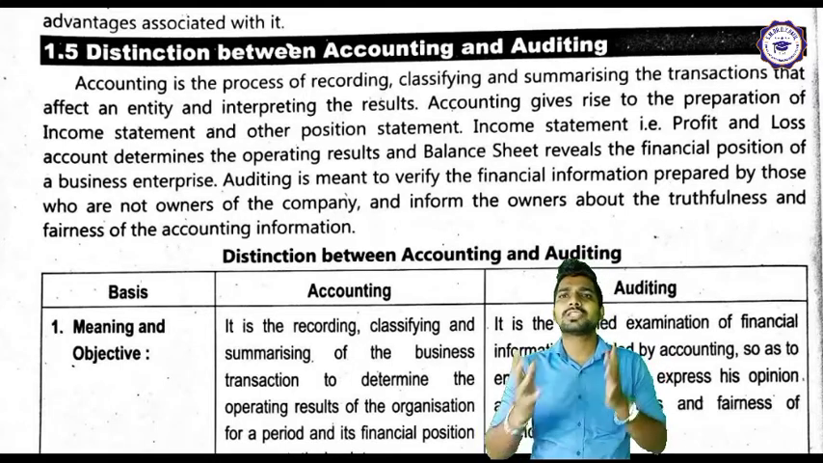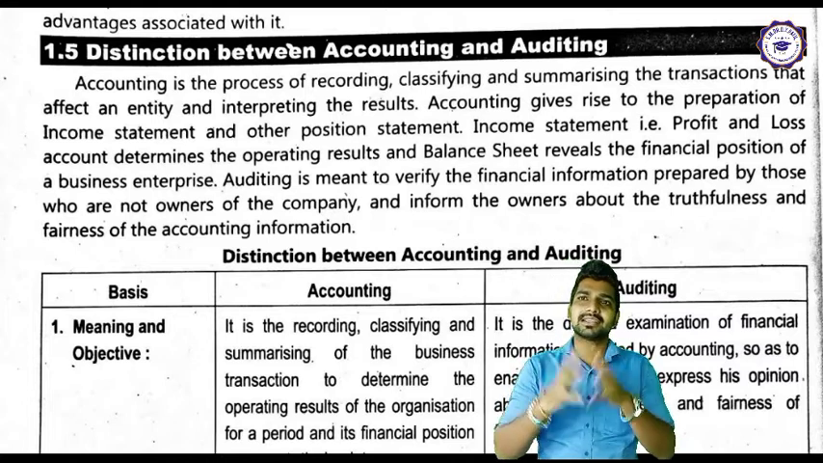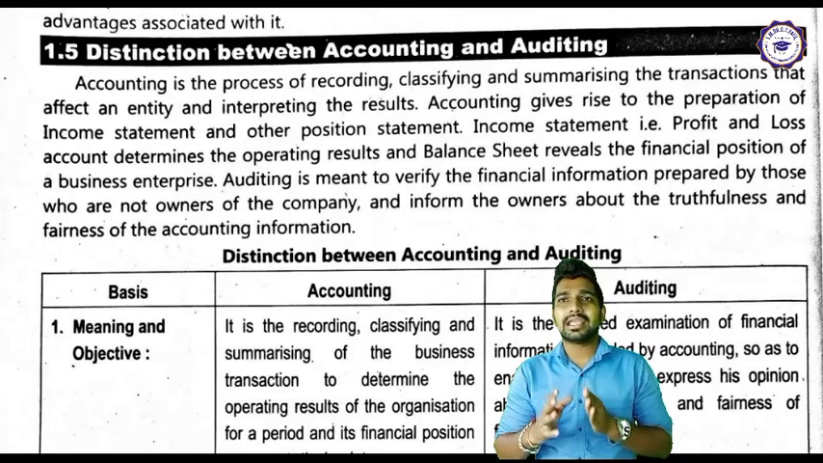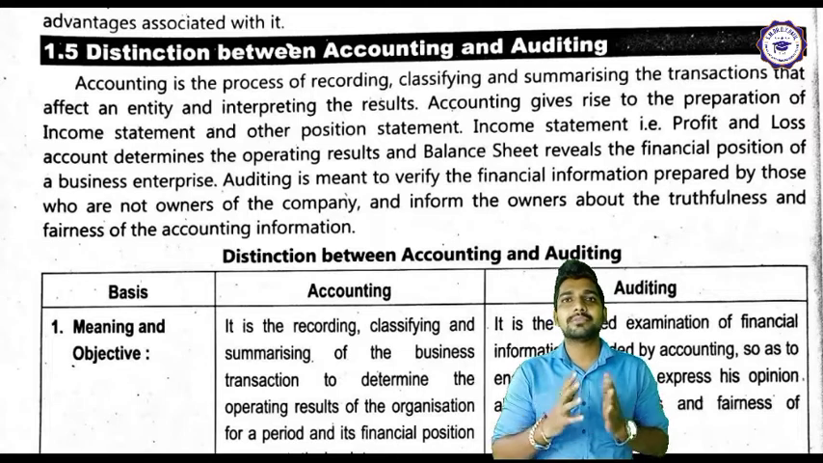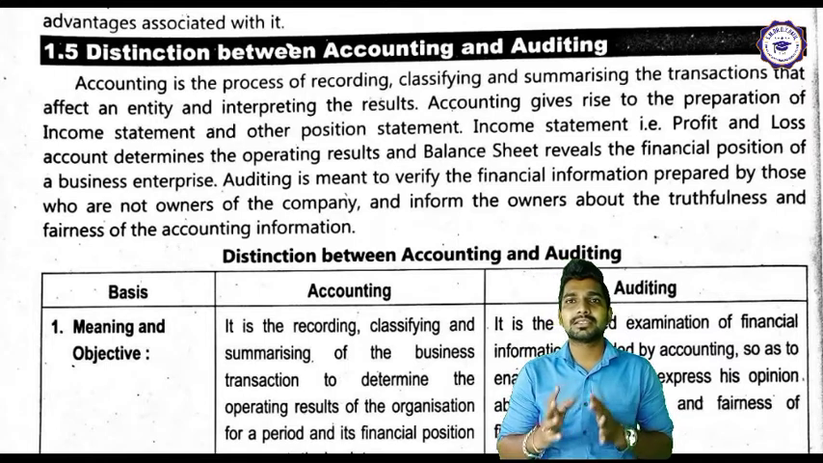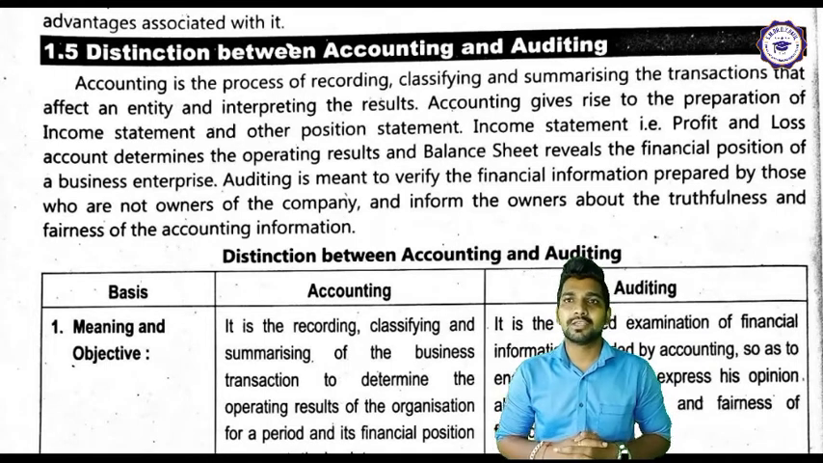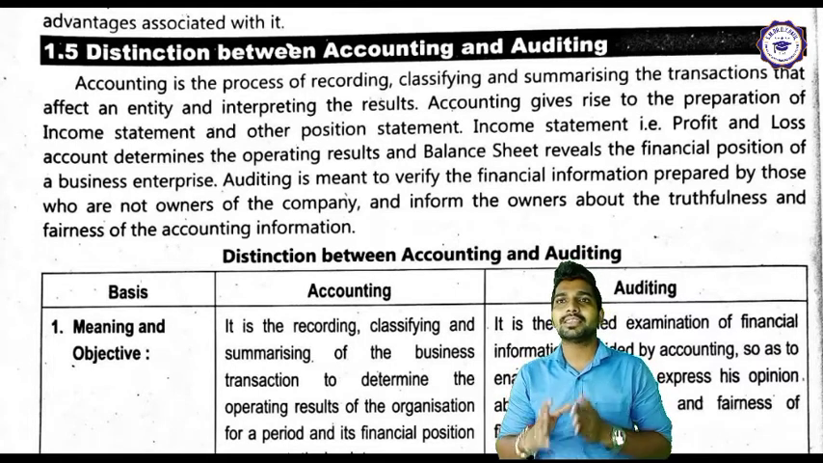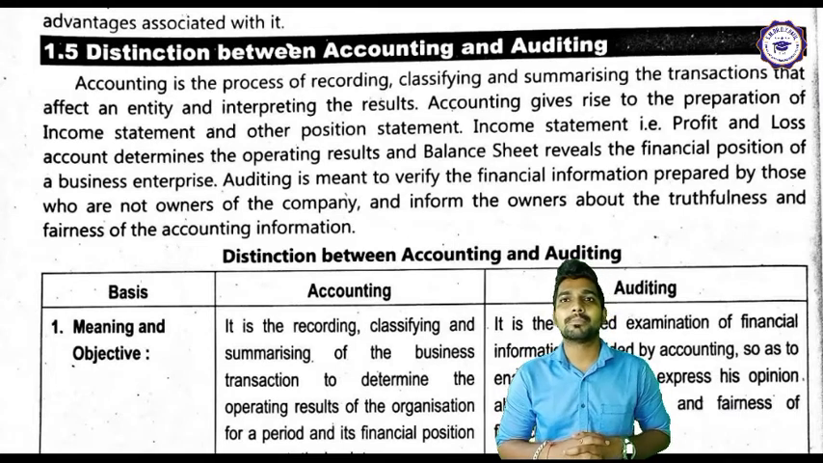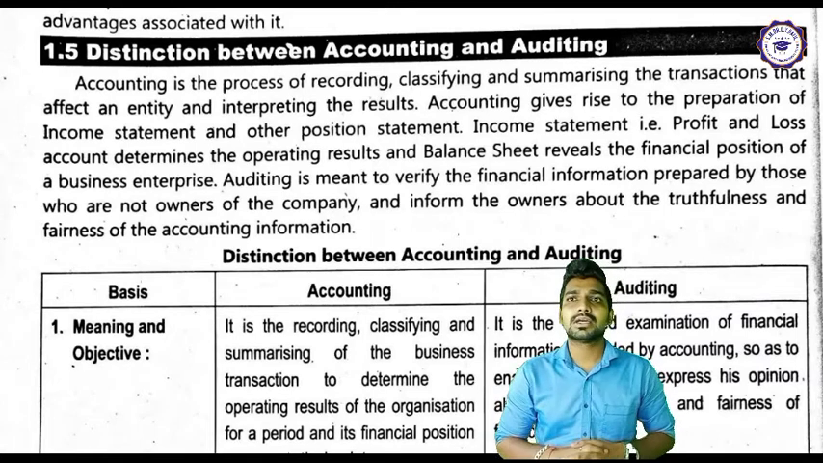Actually, accounting is the process of recording, classifying and summarizing the transactions that affect an entity and interpreting the result. Accounting gives rise to the income statement and other position statements. The income statement, that is the profit and loss account, determines the operating result and the balance sheet reveals the financial position of a business enterprise. Whereas auditing is to verify the financial information prepared by those who are not owners of the company and inform the owner about the truthfulness and fairness of the accounting information.